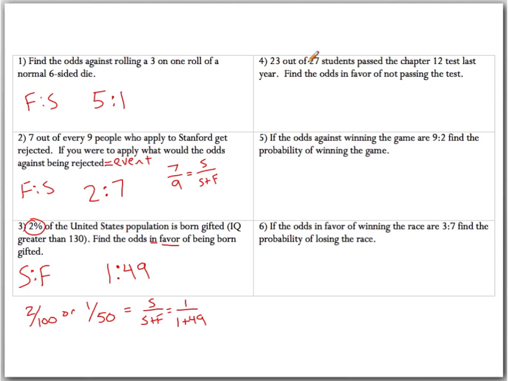All right, for number 4, 23 out of 27 students passed the Chapter 12 test. Find the odds in favor of not passing the test. So odds in favor are success to failure. But we're looking for the success of not passing. So how many don't pass? Well, 23 out of 27 pass, so that means 4 people don't pass and 23 people do pass. Okay, so we really have to think here that success is not passing and failure is passing.